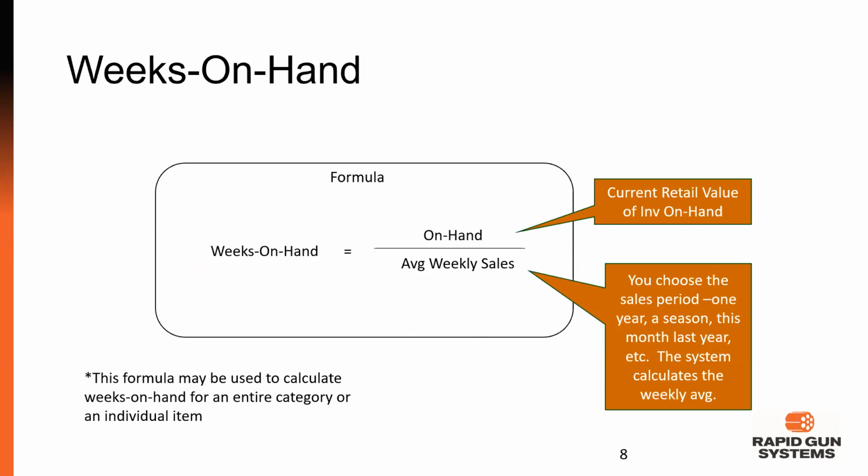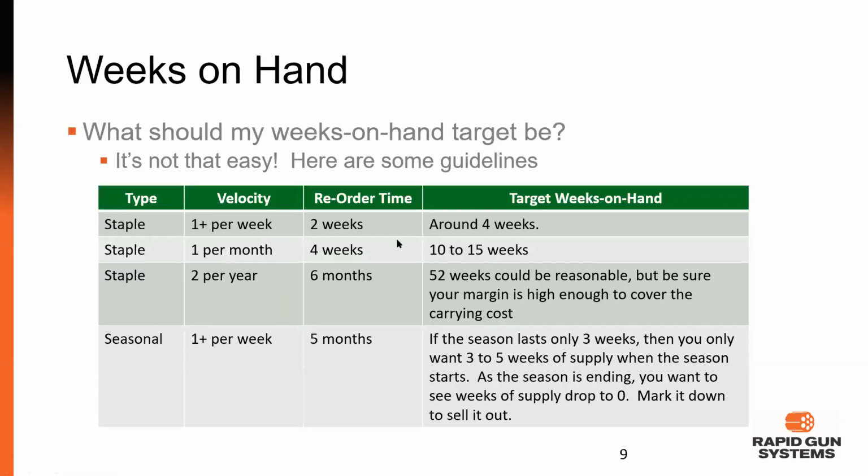Now, one of the nice things about this formula is that it works well either at a category level or at an individual item level. The results are relevant regardless of which level you choose to run the report, and we think that's important. One of the first questions I get when we start talking about weeks on hand is, what should my weeks on hand target be? And the answer is, there's no one answer. I wish that it was easy to say, hey, make sure your weeks on hand is 10 weeks or less, but that's not the case. So you really have to think about your product. And so you could have a different weeks on hand target for different products, and particularly for different categories of product.